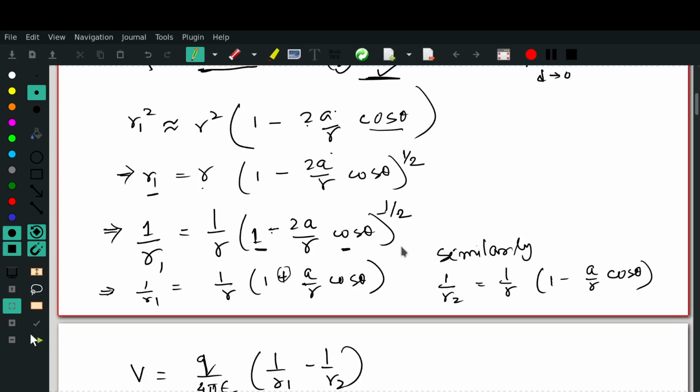And all of the other next terms in this binomial expansion will be like a by r whole square, right? And the next orders a by r whole cube. But we already neglected all of them, right? So we will not take any of those.